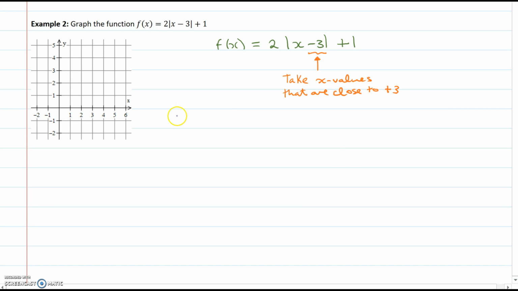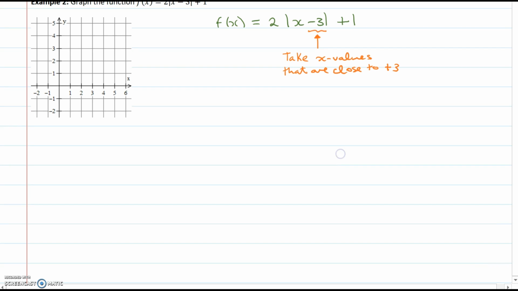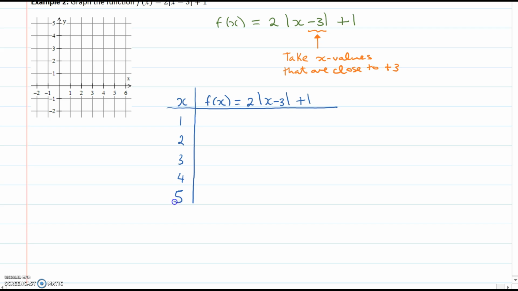The table is going to have 2 columns. It's going to have a column for x and a column for f of x. Okay, and f of x is equal to 2 times the absolute value of x minus 3 plus 1. And we're going to take values around 3. So let's say 1, 2, 3, 4, 5. Those are the values that we're going to pick.